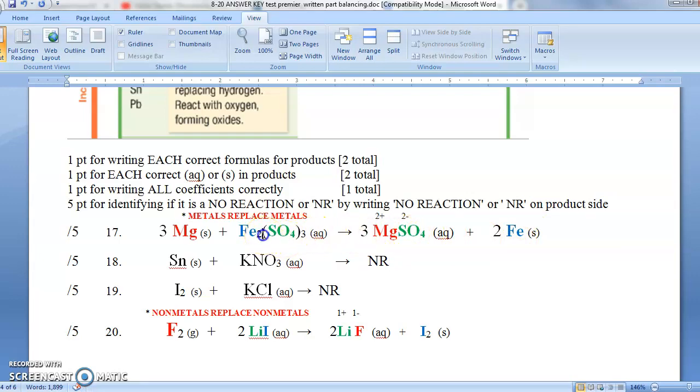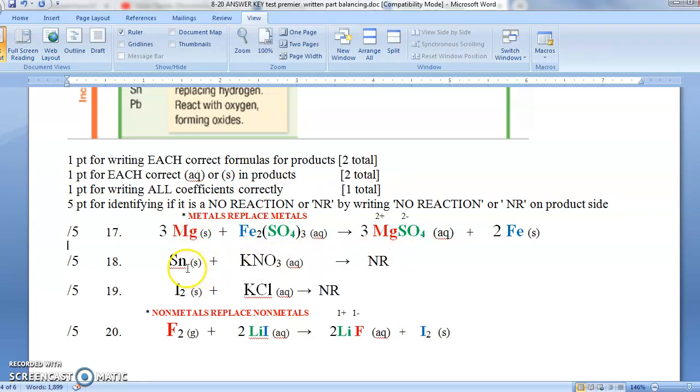We look, I've got 2 irons there, so I need a 2 there. I've got 3 sulfates there, so I need a 3 in front there. If I put a 3 in front there, that 3 goes there. That reaction is a single displacement reaction.